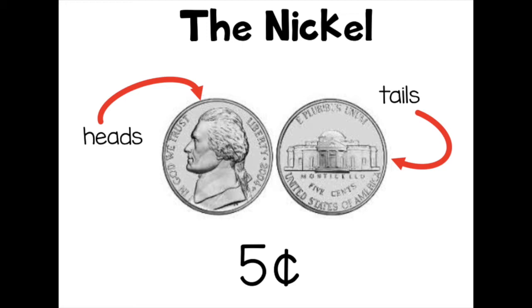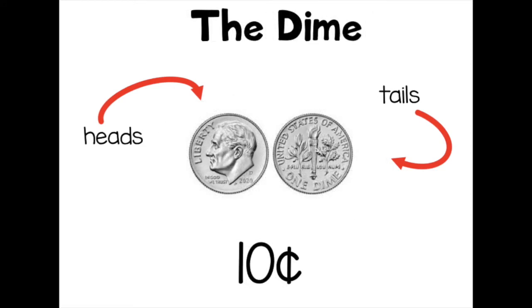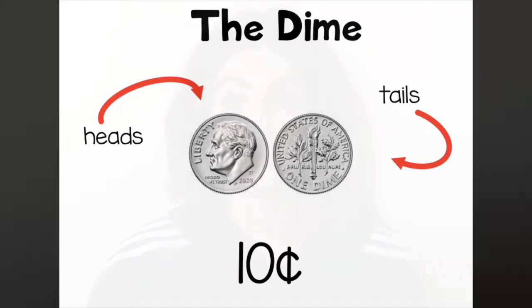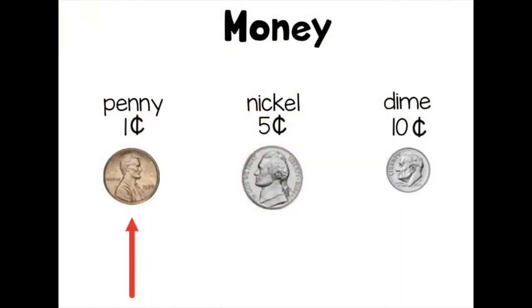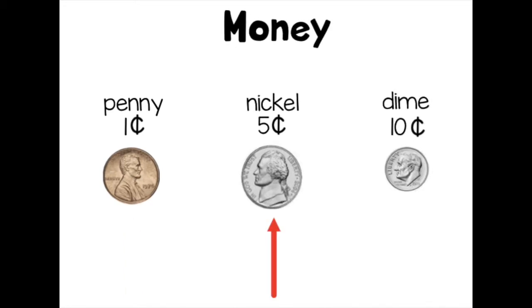Every nickel has like 5 pennies living inside of it. Here is the dime. Here is the head side and the tail side. And every dime is worth 10 cents. It's like 10 pennies live inside each dime. Now repeat after me. A penny is worth 1 cent. A nickel is worth 5 cents. A dime is worth 10 cents.